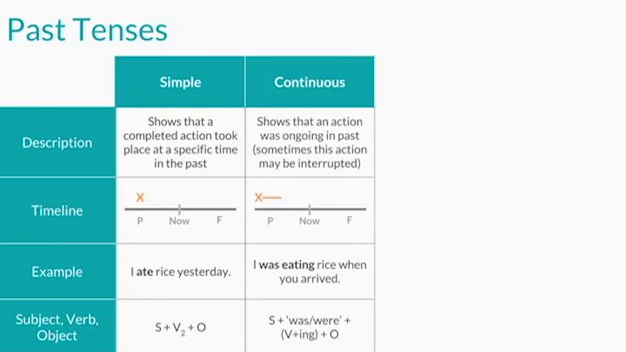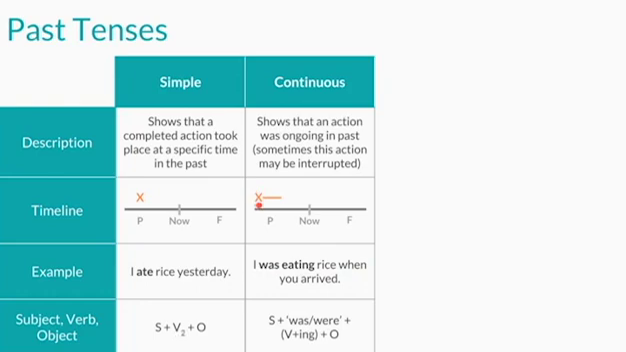Next, we have the past continuous tense, and we use this tense to show that an action was ongoing for some time in the past. So in our timeline, here's the past, and here's an action, and this action continued for some time in the past. I want you to notice that sometimes this action may be interrupted. This means that it's possible that in some cases, there may be another action that happens right here and interrupts this first action. For example, I was eating rice when you arrived.